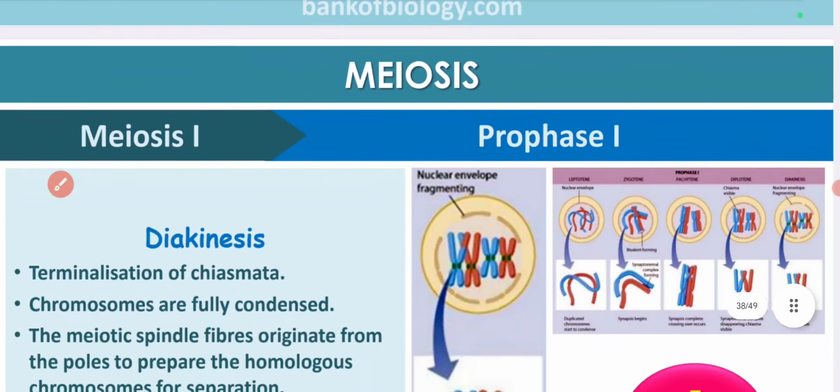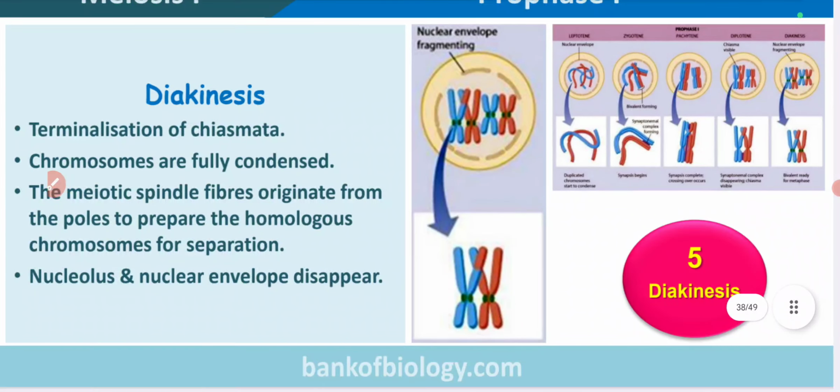Next is diakinesis. The final stage of meiotic prophase 1 is diakinesis, and this is marked by the terminalization of chiasmata. Chromosomes are fully condensed. The meiotic spindle fiber originates from the pole to prepare the homologous chromosomes for separation. Nucleolus and nuclear envelope disappear. Remember, nucleolus and nuclear envelope disappear.